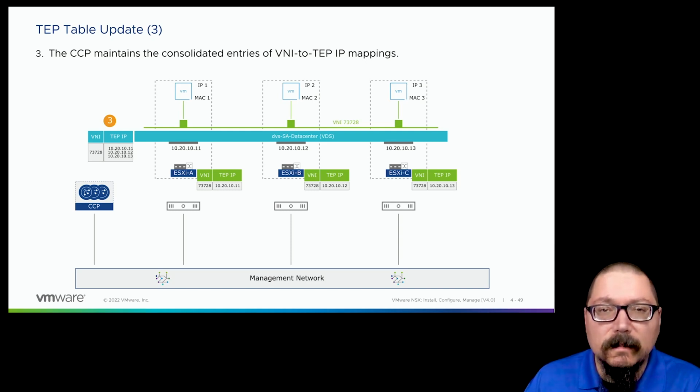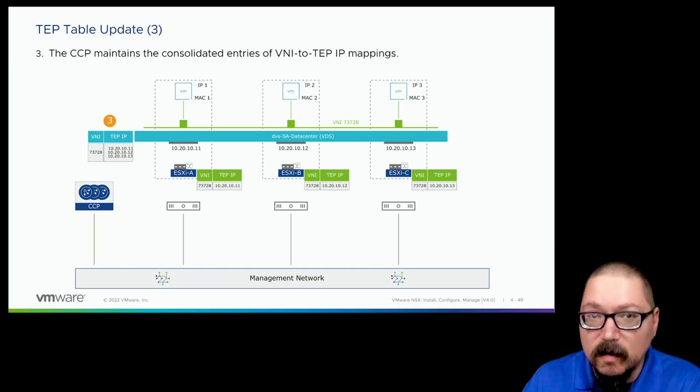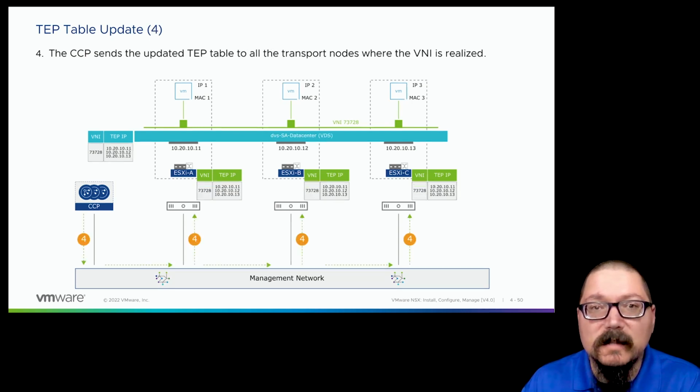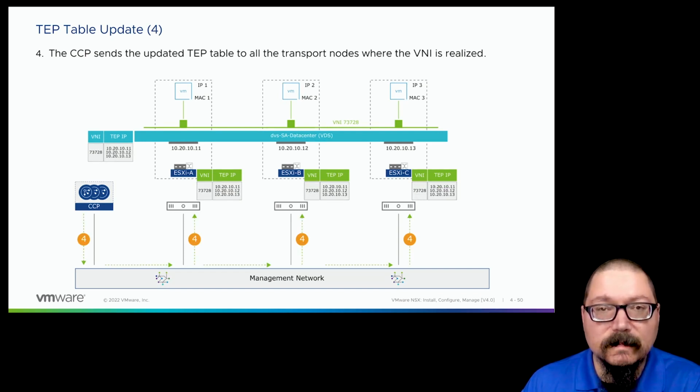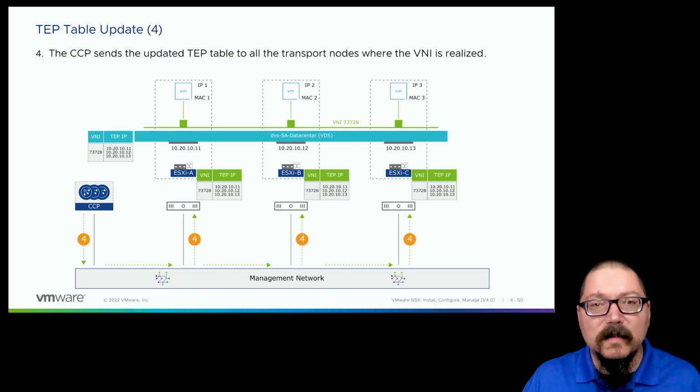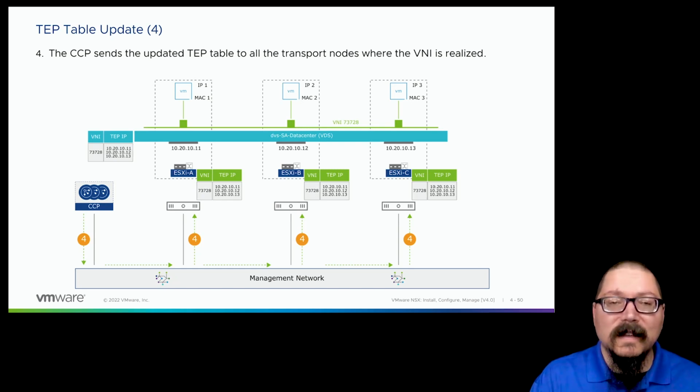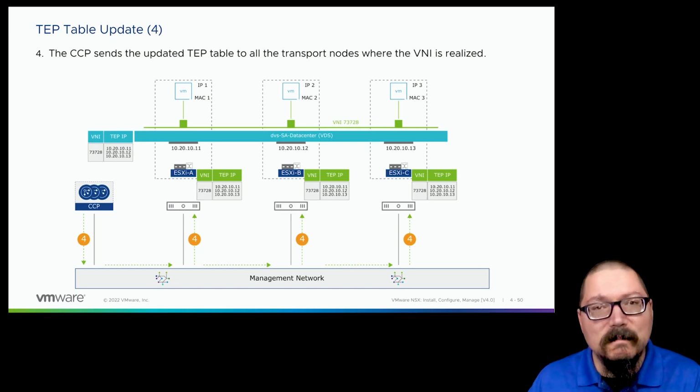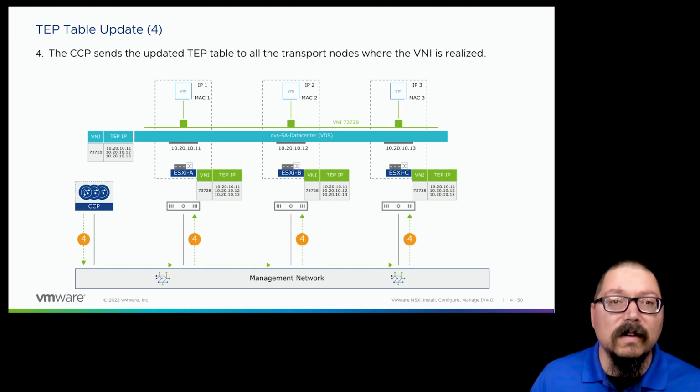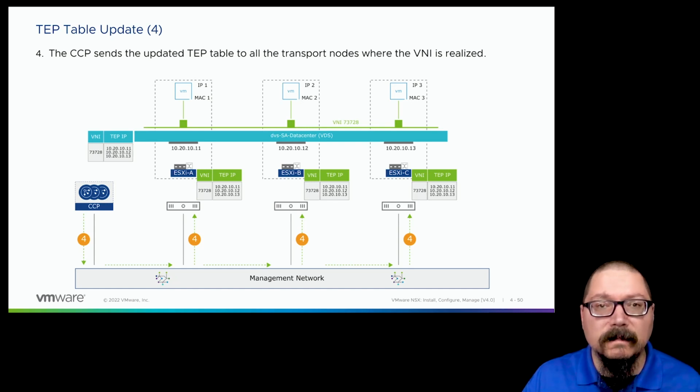Well, that's great, but it only does me so much good to have this data centralized. So what's the central control plane going to do now? Well, the central control plane is going to evaluate that all of these TEPs belong to different transport nodes. And so we're going to publish this tunnel endpoint table to all of the transport nodes in that TEP table, so that each hypervisor now says, oh, look, I have a tunnel endpoint A and a tunnel endpoint B and a tunnel endpoint C that are all servicing workloads on VNI 73728.